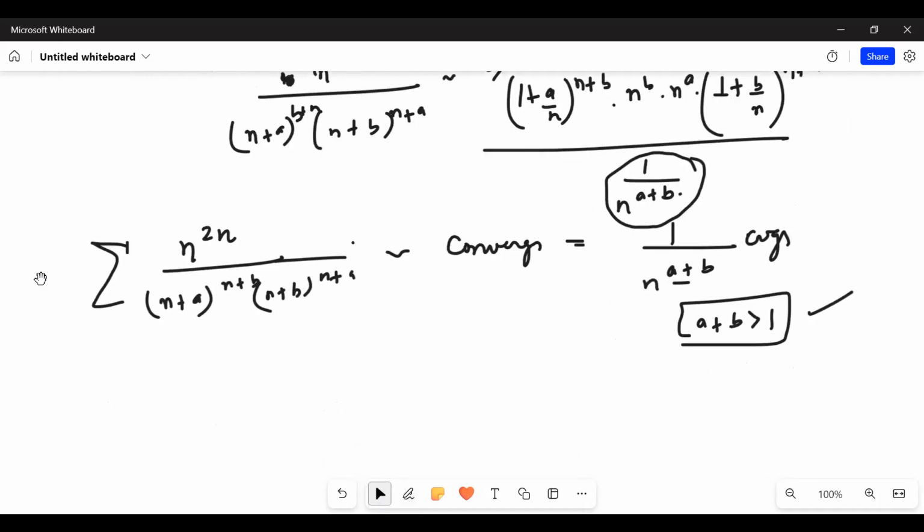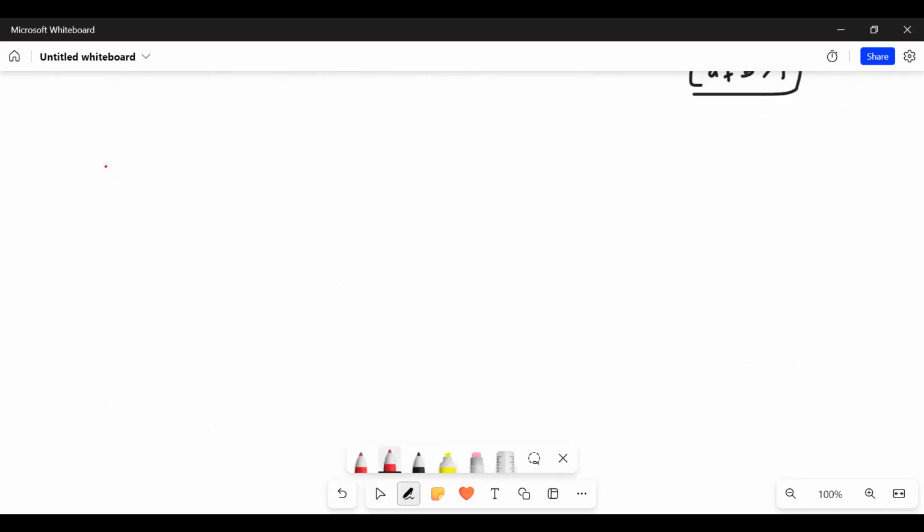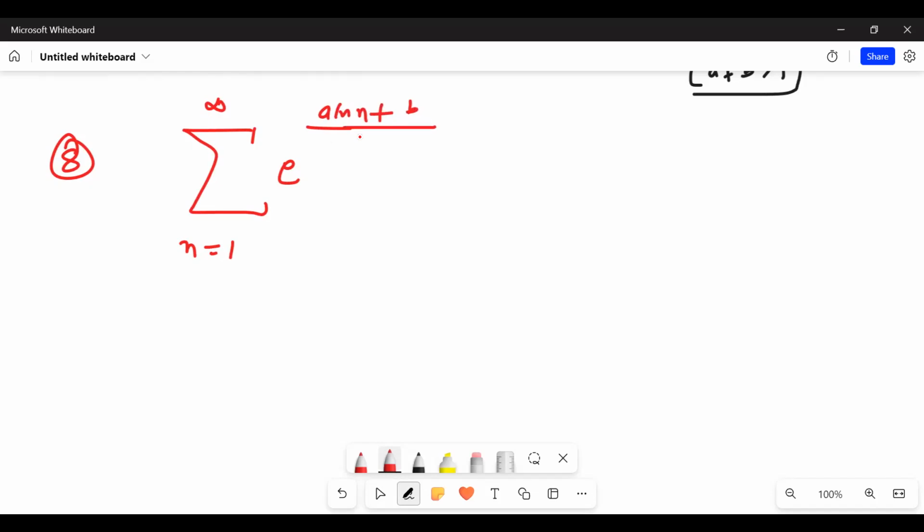Okay, now let us do the last question in this particular scenario. What do you think about this series? Summation n equals 1 to infinity e raised to power a ln n plus b upon c ln n plus d, where a, b, c, d all belong to R. What do you think about this series? Now a few cases arise, so let us take it case by case. Let us take the first case.